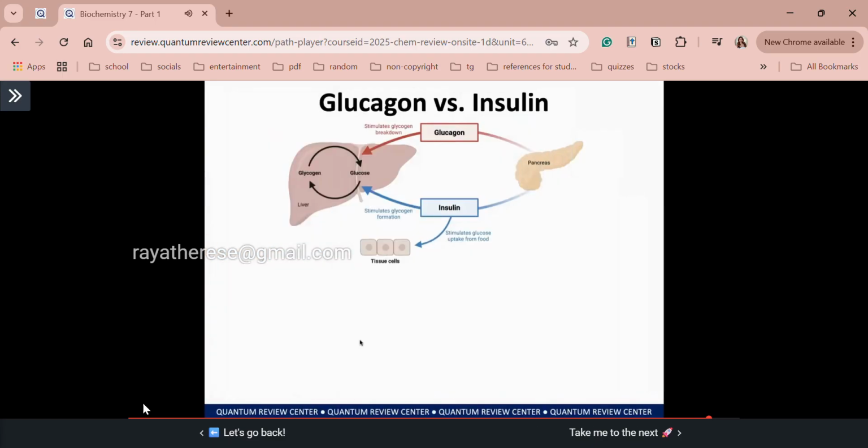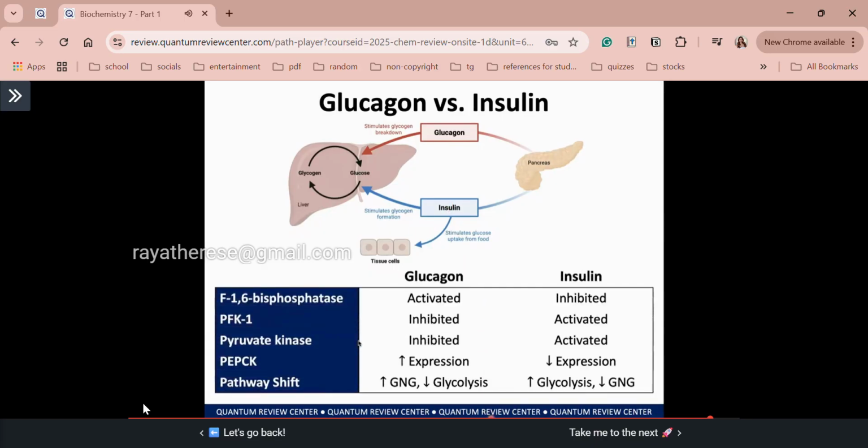All right, so class, here is the specific mechanism of your glucagon and insulin. Class, here, let's briefly discuss the enzymes participating in your gluconeogenic and glycolytic pathway and their relationship with your glucagon and insulin hormones. Class, please don't forget, glucagon again stimulates glucose production and glycogen breakdown. In particular, insulin stimulates glucose uptake naman siya, and of course, your glycogen formation.